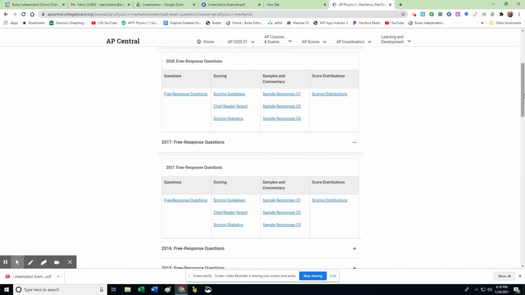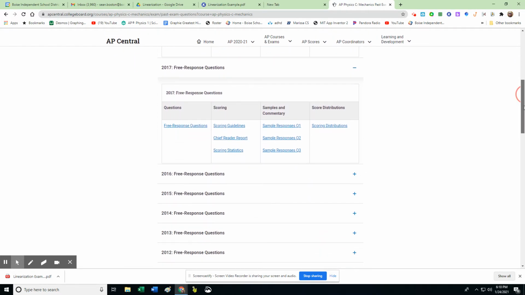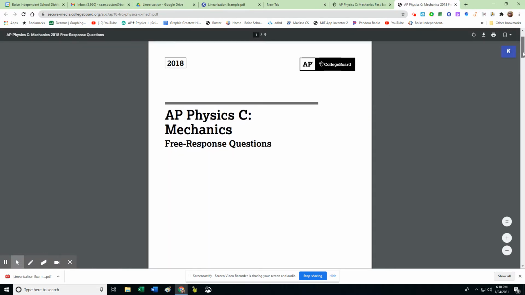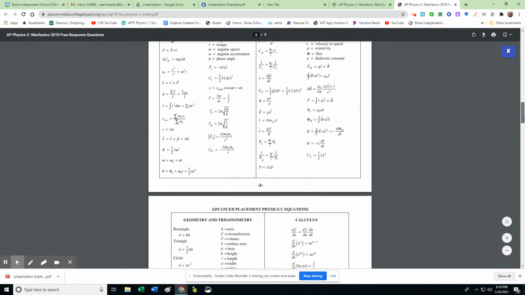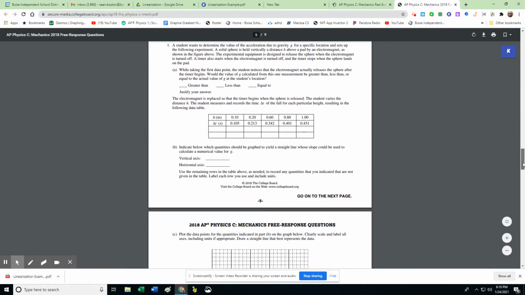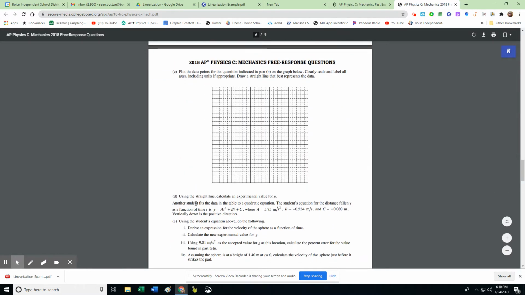So I'm going to go here and just look. I bet I can go 3 for 3 here. I bet I can go 2018, 17, 16 and show you that it shows up on each test. So here we go. Once again, we're looking for that data table that needs to be finished and a big graph looking thing. Oh, right there, and sure enough, right there. So you use the straight line and calculate the experimental value for gravity.